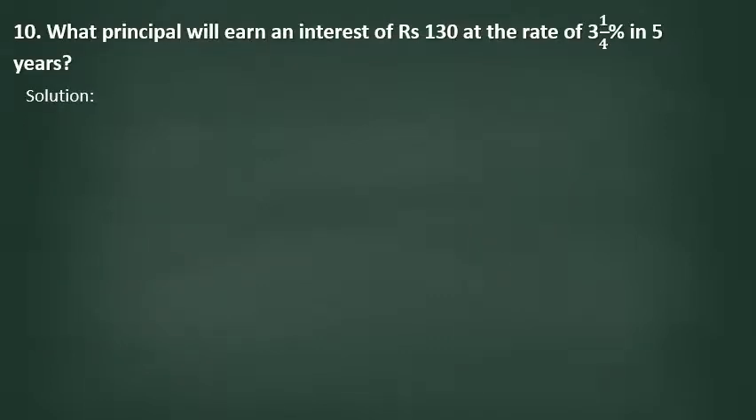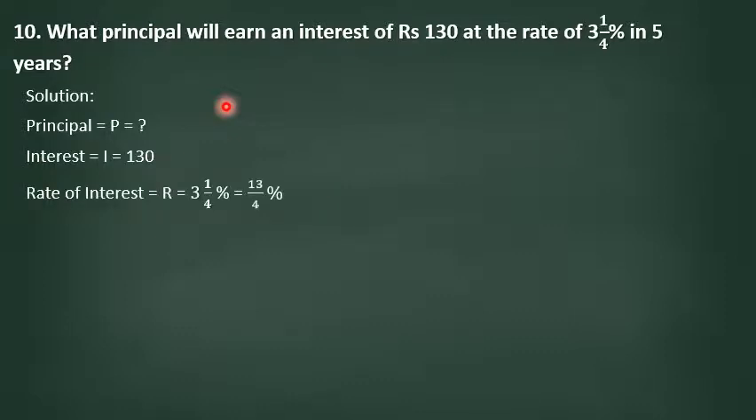Now students, we are going to solve the question number 10. What principal will earn an interest of rupees 130 at the rate of 3 into 1/4% in 5 years? Students, principal ki amount humne calculate karni hai. Now interest is equal to 130 and the rate of interest is also given, that is equal to 3 into 1/4%. Cancellation karenge. 4 3s are 12, 12 plus 1, 13/4%, and time is also given, that is equal to 5 years.